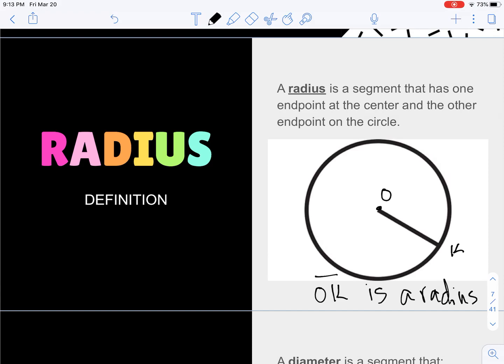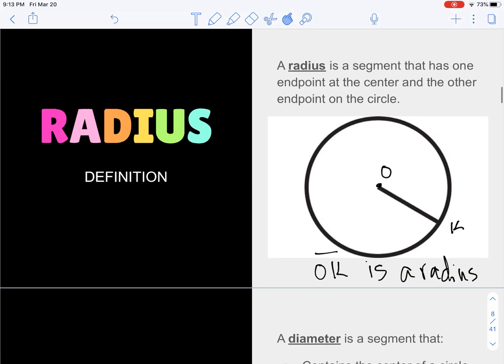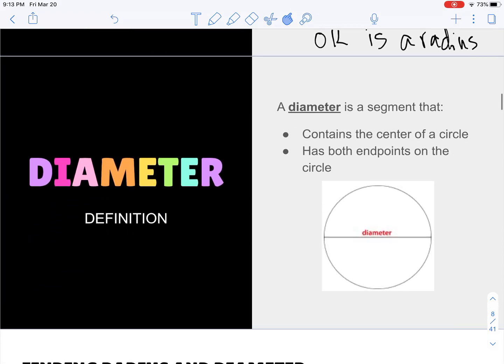We measure radii. Okay, radii is the plural word for a radius, in any measurement that it may be, centimeters, meters, feet, etc. The next one I want to look at is a diameter. These are things you have seen before as well. It has to go through the center of a circle.